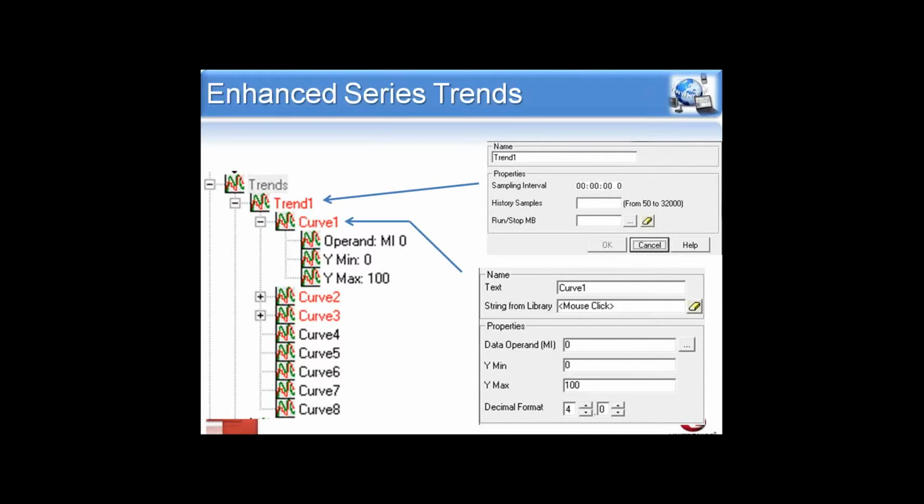Expanding that out, we now have the curves. These are going to be the 8 different curves that are going to be included in that trend. If you expand it, you'll see we can give it a name, either a static text like I've done here, curve 1, or we can assign it a string from our string library. We need to assign it to an MI. This is going to be where it is pulling the information from. And I can assign the Ymin and Ymax value.